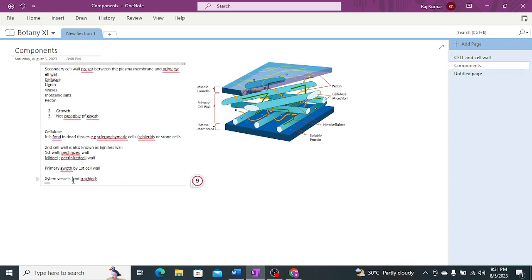Xylem vessels basically have vessel elements, and these have side by side deposition of lignin, which strengthens them and provides them with mechanical support. After that we have end-to-end connections between the vessel elements, and within the end-to-end connections there are also pits present.